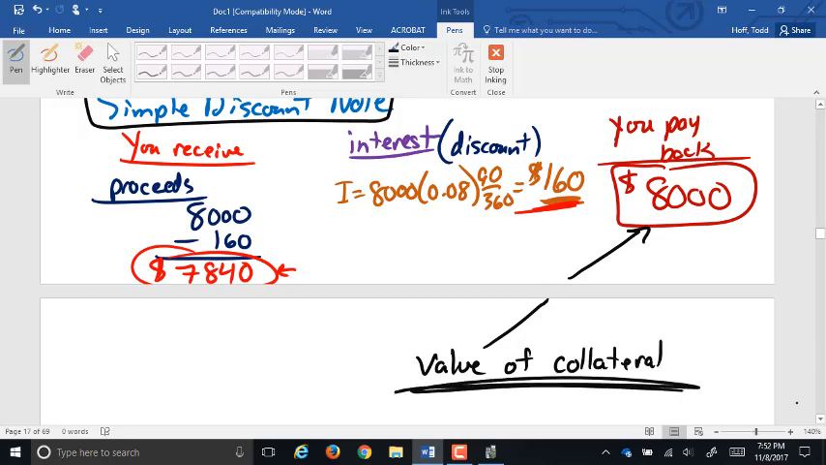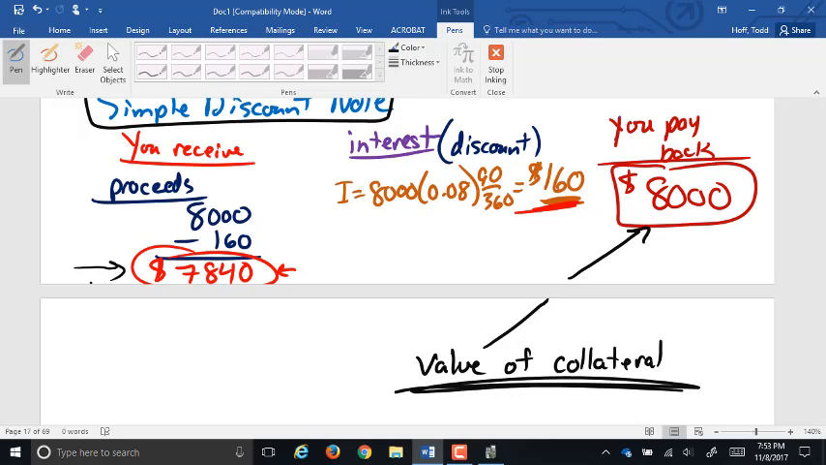Because that's the value of your collateral. If you have an item that is either worth $8,000 right now, or at the end of the 90 days will be worth $8,000, then the bank doesn't want to give you interest on top of that. They want to make sure that if they take your item, they're going to get their full amount back. So your item's worth $8,000, so they look at it and say, okay, if you don't pay us back, we're going to get $8,000 either way. So we're only going to give you the $7,840 so that your collateral is worth what you're saying it is.